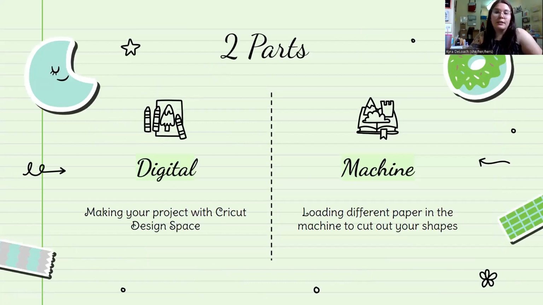So there are two parts to the Cricut that we focus on. There's the digital part, which is making your project with the Cricut Design Space and getting the shapes, figuring out what layers you want so that you can make your project. And then there's the machine portion, which is where you're loading different paper. So you're loading the paper onto the mat and pushing the start button so that it will cut out the shape that's on your computer.